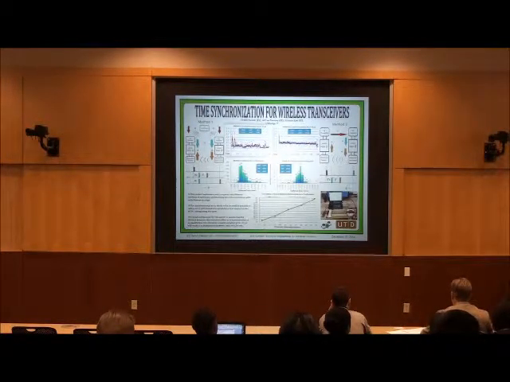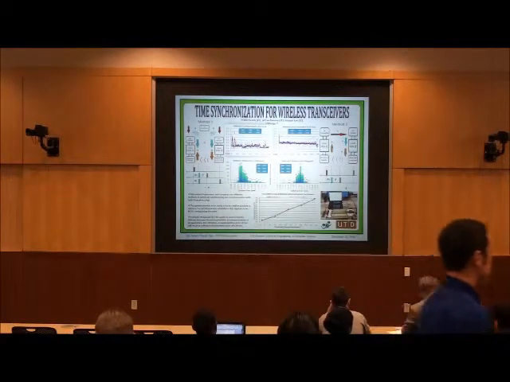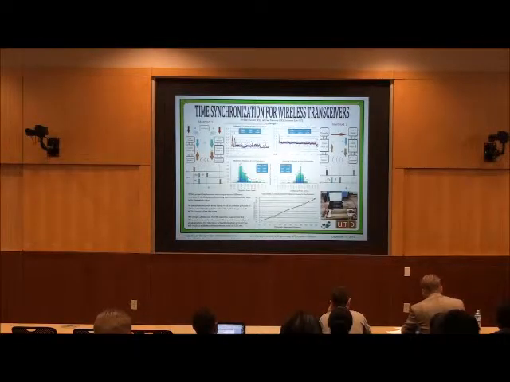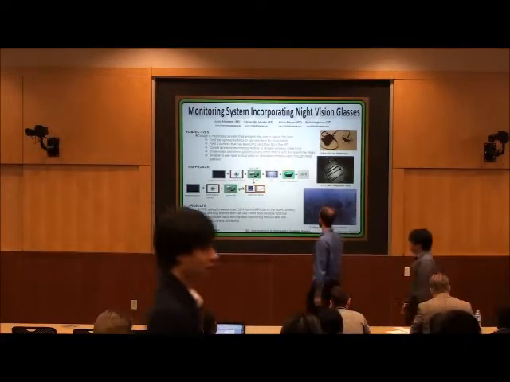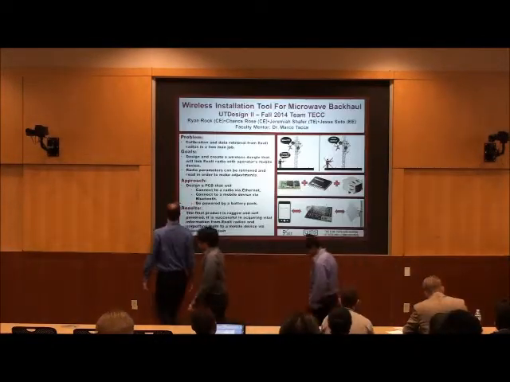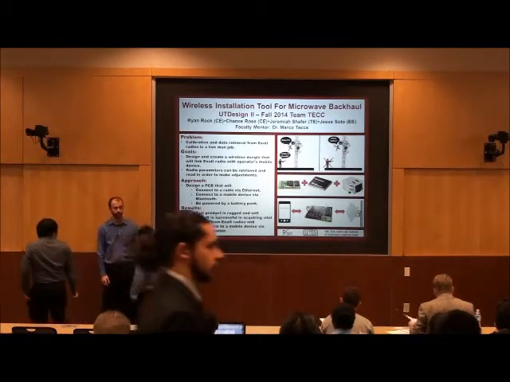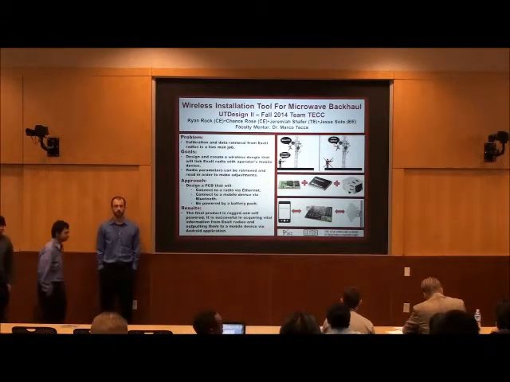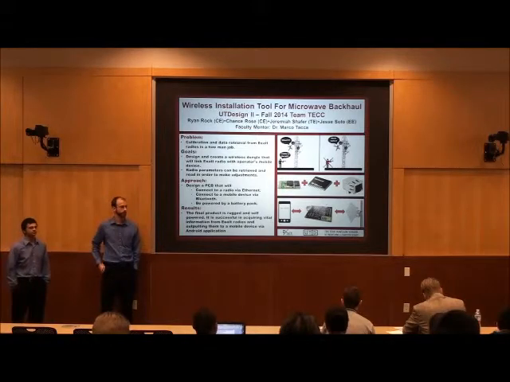Titles are wrong, scratch it out and put at least a shorthand for the title that you're looking at. So the first one should have been the night vision, and the second one is the microwave backhaul. And then just write that down quickly if you do not have the correct score sheet right now.